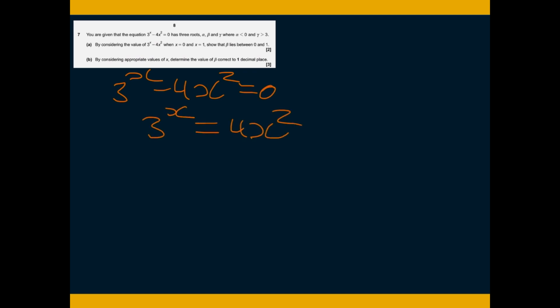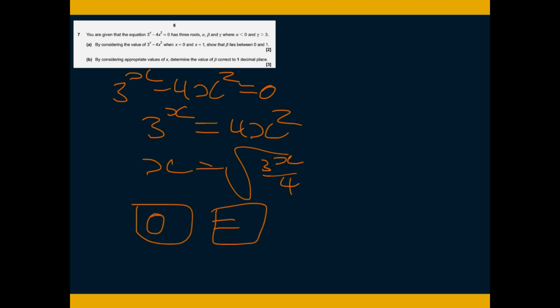Now, the method I would use is iteration. So we first want to find an equation for x. 3x minus 4x squared equals 0. Rearranging gives 3x equals 4x squared, and x equals the square root of 3x over 4. Now, to use iteration on our calculators, we can type in 0 and then equals, and then type the square root of 3 times ans over 4.